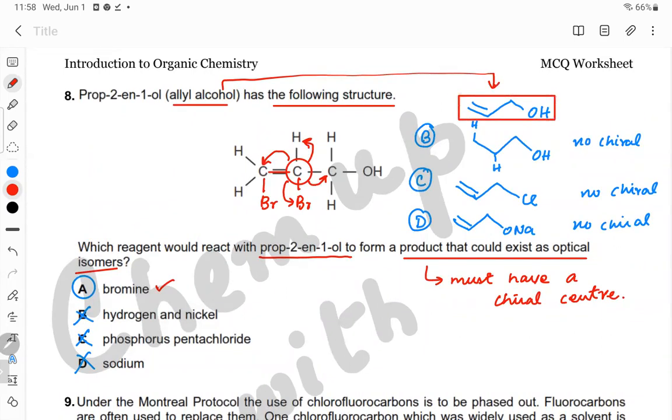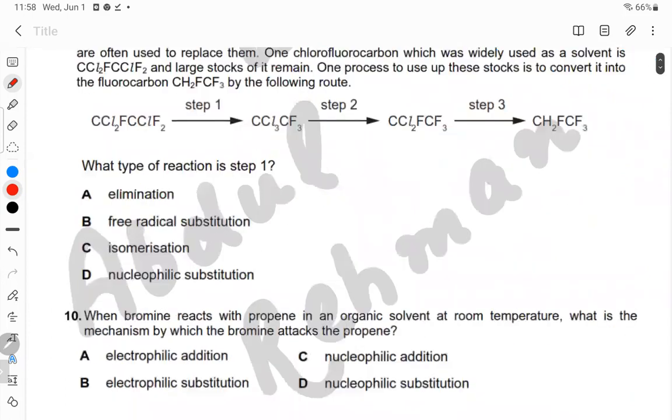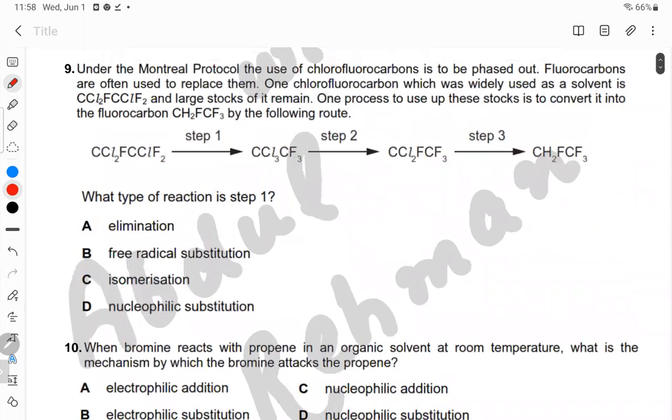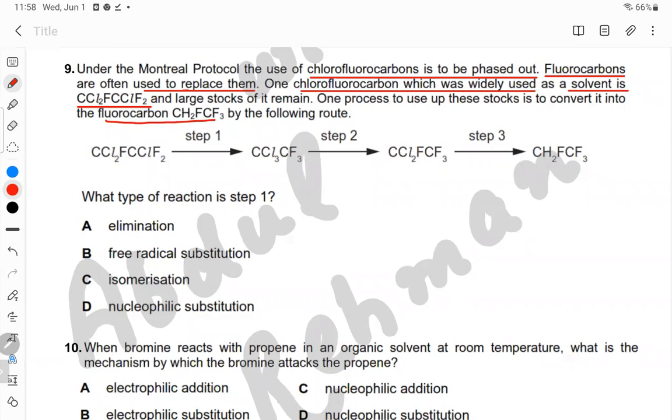This was our reactant. Okay. Now have a look over here. The use of chlorofluorocarbons is being phased out. Fluorocarbons are often used to replace them, which means a hydrocarbon containing fluorine. One chlorofluorocarbon which was widely used as a solvent is CCl2FCClF2, and a large stock of it remains. One process to use up the stock is to convert it into the fluorocarbons by the following route.